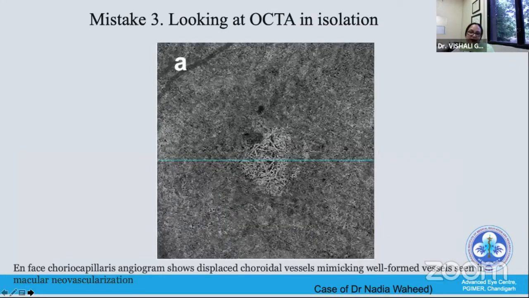The third mistake is, and Anirudh has already spoken about it, that when you look at the OCTA and you try to make the diagnosis. For example, I show you this en face OCTA, and maybe you get it in your exam if you're a senior resident or whatever. So somebody asks you whatever it is. So this is an en face choriocapillaris angiogram. This shows there is some displacement of choroidal vessels and what mimics a macular neovascularization. Fair enough. Is it an MNV?